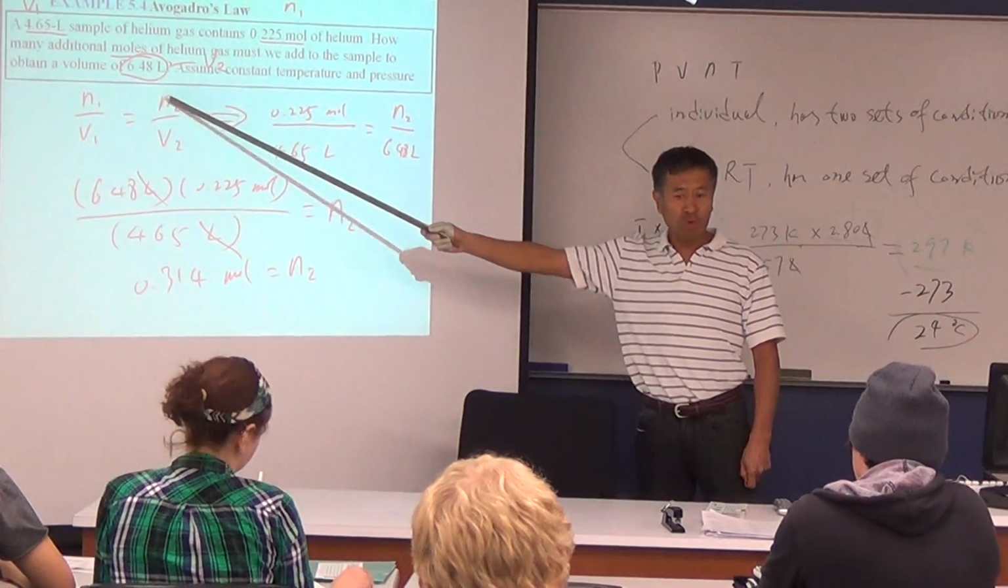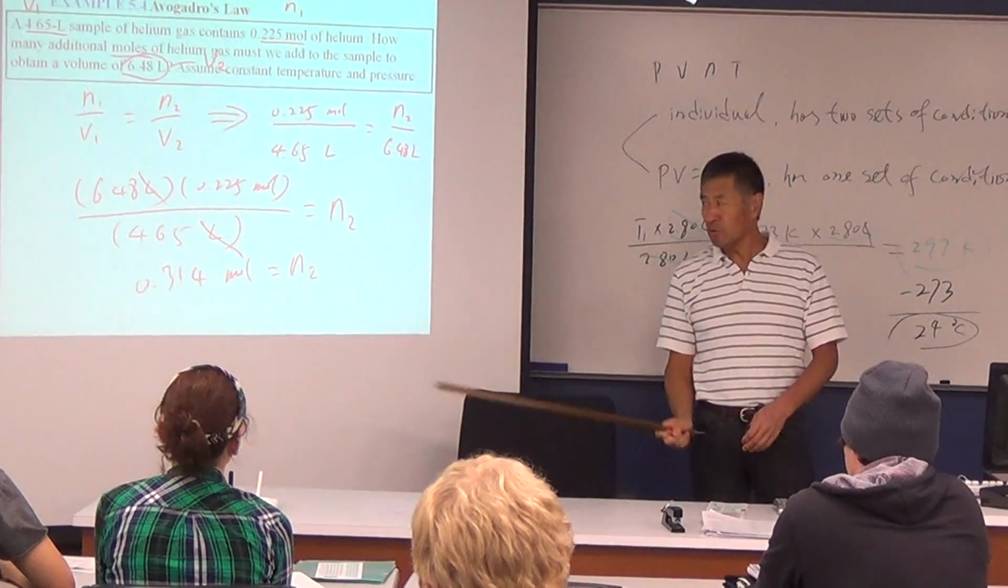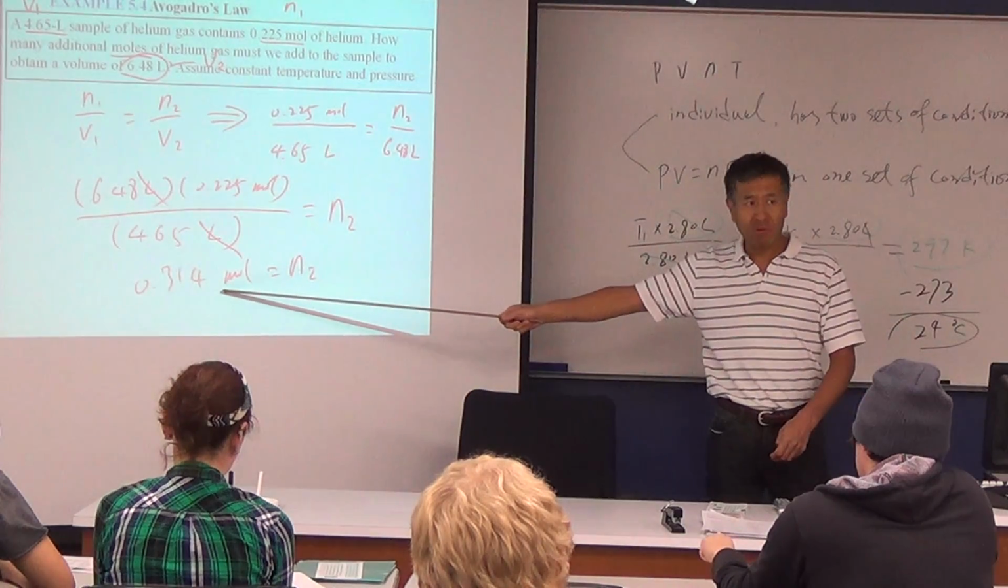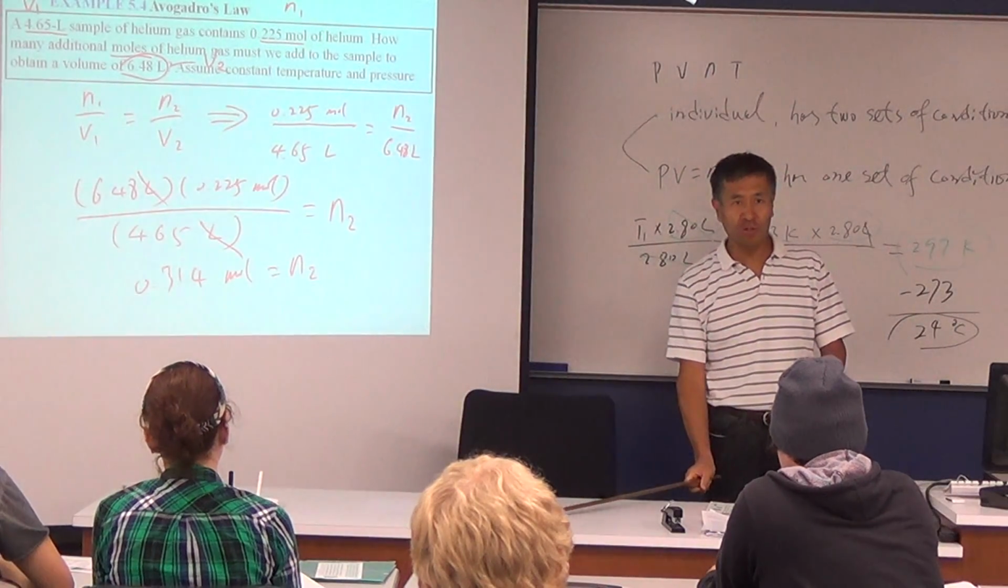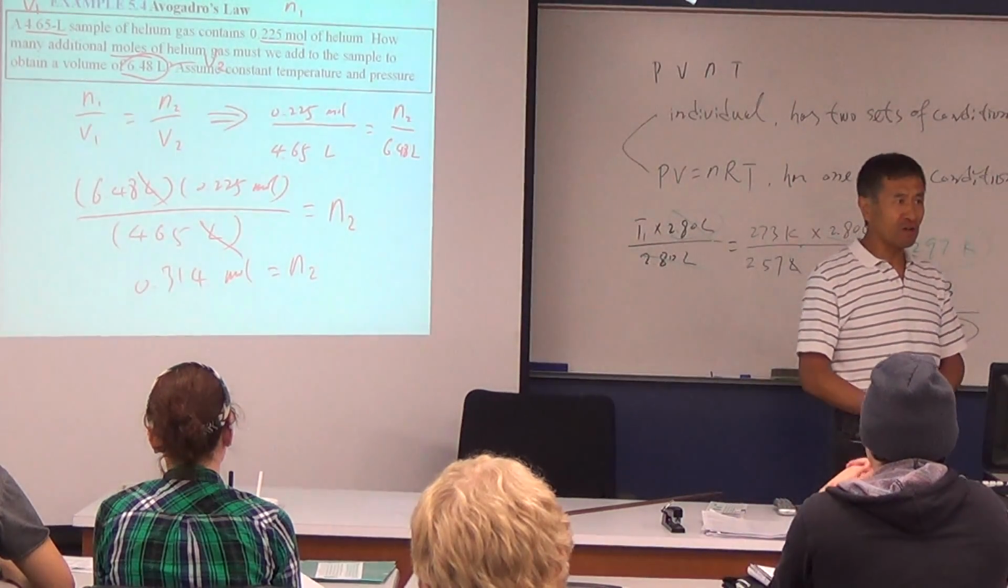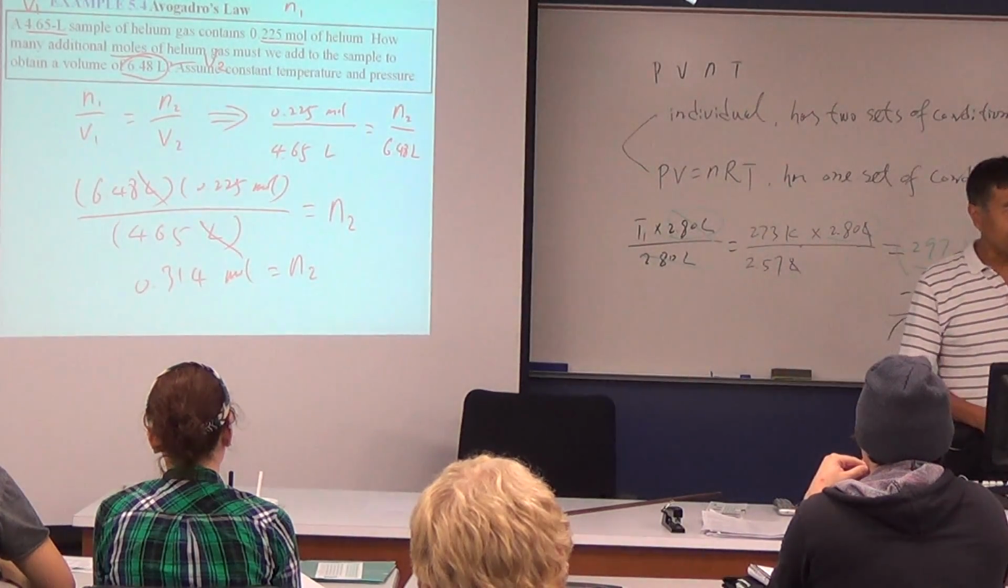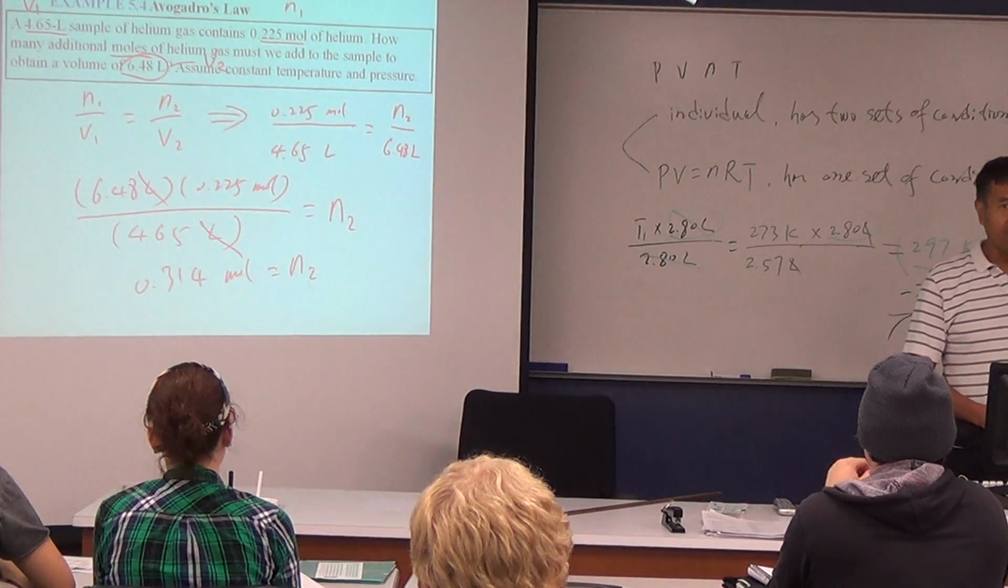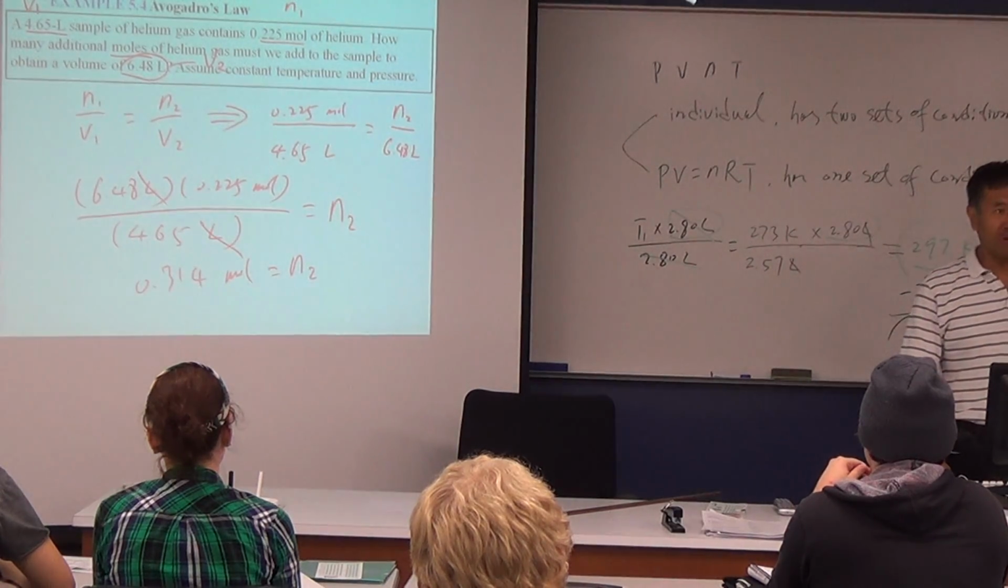Now this volume is paired up with this much gas, but this much includes the initial moles in it. So what you want to find out is how much you need to add on. And how do you find out how much you want to add on?